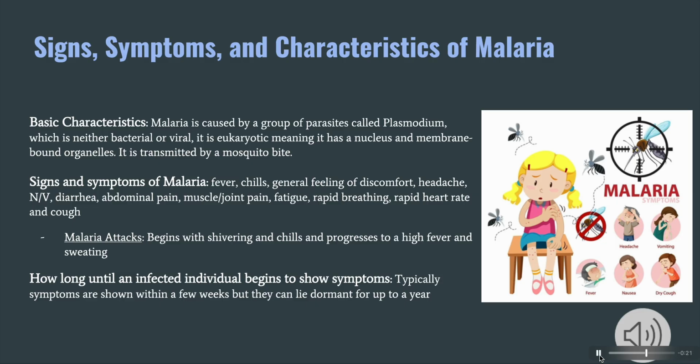There are also things known as malaria attacks. These are cycles of malaria that cause shivering and chills, which then progress to a high fever and sweating and will eventually subside, and your body temperature will eventually return to normal. Symptoms of malaria usually are present within a few weeks of being bitten by a mosquito, but the parasites and symptoms can lie dormant for up to a year.